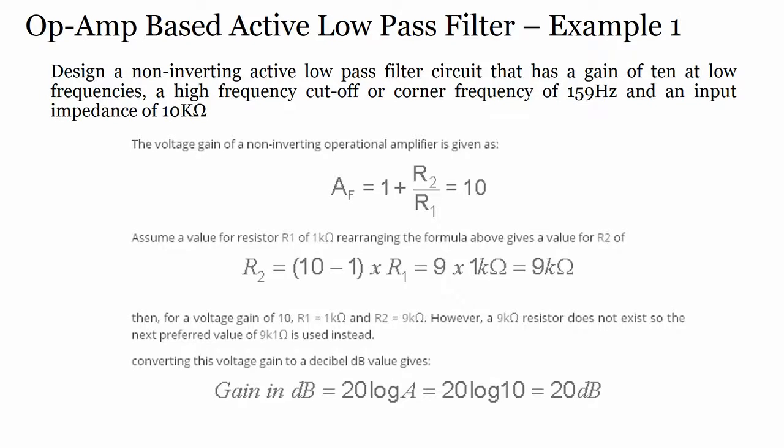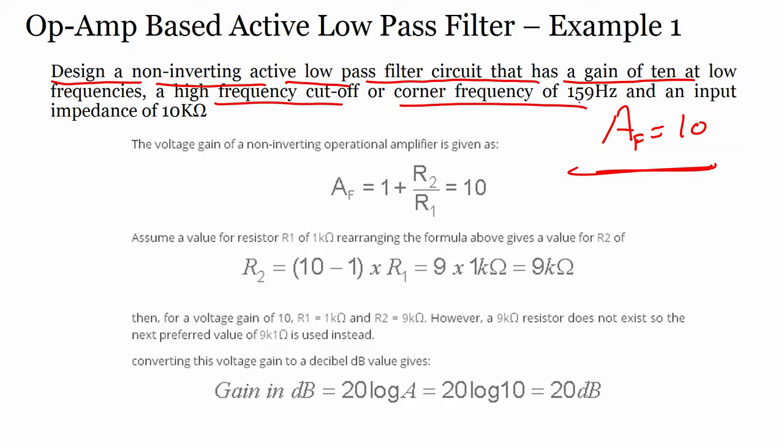Now, let us see the example. If somebody asks you to design a non-inverting active low pass filter circuit that has a gain of 10, I will write AF equals 10, gain of 10 at low frequencies, a high frequency cutoff or corner frequency of 159 hertz, that is also given, and an input impedance of 10 kilo ohms. Now, we have to design the non-inverting active low pass filter.